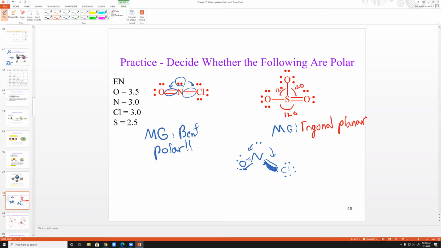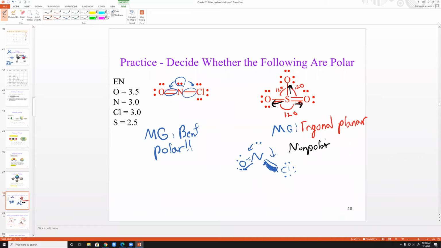And also, they're all oxygen, and sulfur's in the middle. So that means you're going to have an equal pull in every direction. You'll have an equal pull in every direction almost, and you will have a basically non-polar molecule.